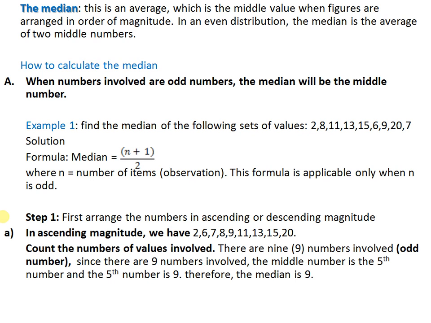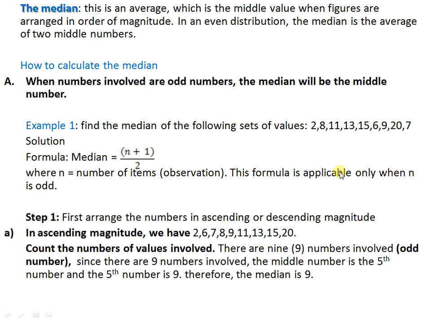How do you calculate the median? When the numbers involved are odd, the median will be the middle number. Very simple. An example: find the median of the following sets of numbers. The formula for the median is (n plus 1) over 2, where n is the number of items of observation. This formula is applicable only when n is odd. So arrange these numbers in increasing order and pick out the middle one.